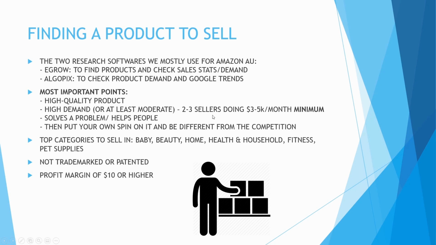Now, top categories to sell in as well. These are ones that I recommend just for beginners for the Aussie market. We've got baby and beauty, home, health and household, fitness, which is something that I probably wouldn't do if you're in the US market, but in the AU market, you can get away with it. Fitness and pet supplies. And then you just got to make sure that it's not trademarked or patented.